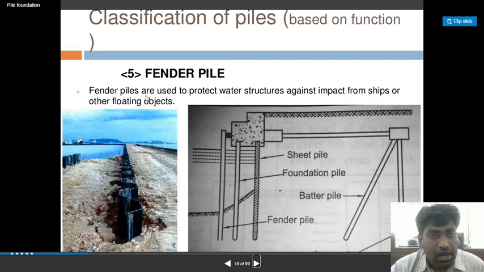Fender piles are used to protect the water structures against the impact of ships or other floating objects. So this is a sheet pile, this is a foundation pile, this is a batter pile, and this one is a fender pile.